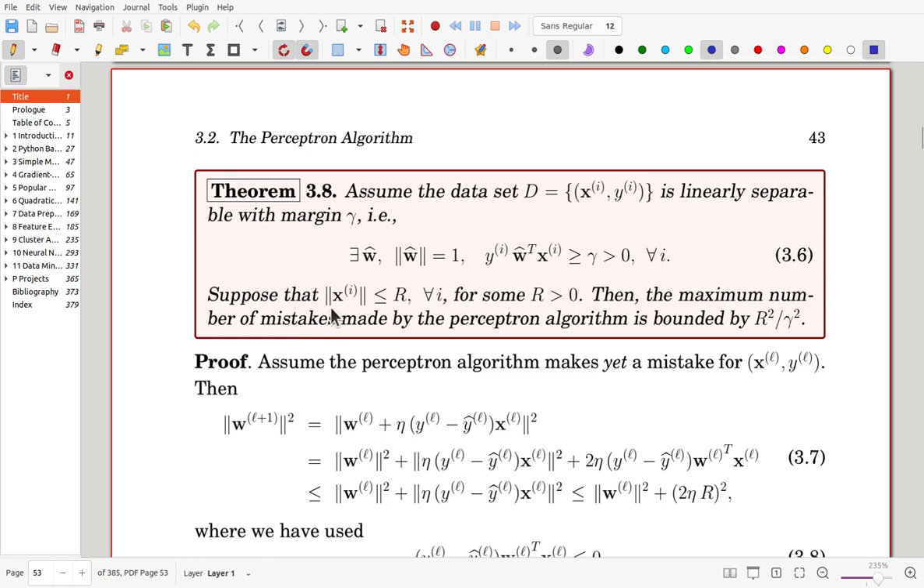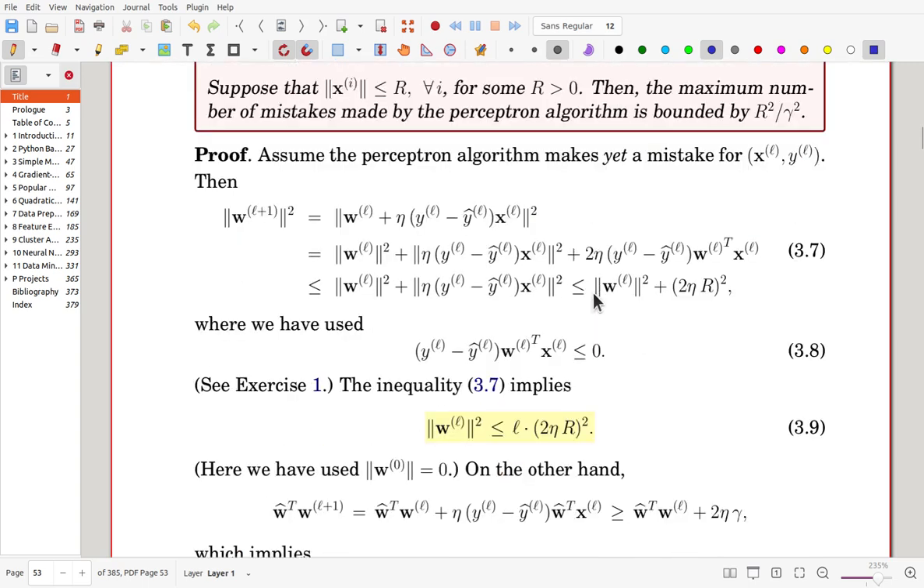And suppose that now the data values are bounded by R in L2 norm for some R. Then the maximum number of iterations, that is, the maximum number of mistakes in predicting the wrong label made by the Perceptron algorithm, is bounded by R squared over gamma squared. So before such an iteration count, the Perceptron will converge. Okay, let's see the proof a little bit.